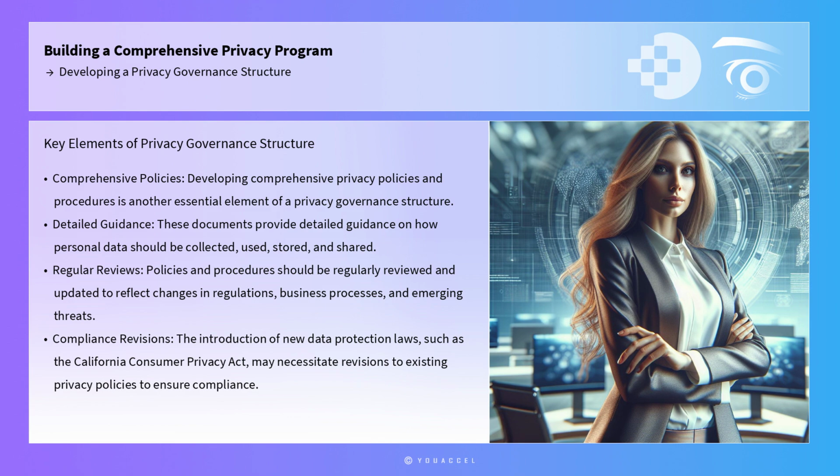Developing comprehensive privacy policies and procedures is another essential element of a privacy governance structure. These documents provide detailed guidance on how personal data should be collected, used, stored, and shared. They should cover key areas such as data retention, data subject rights, consent management, and breach response.